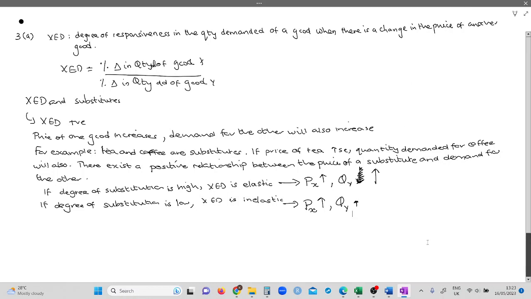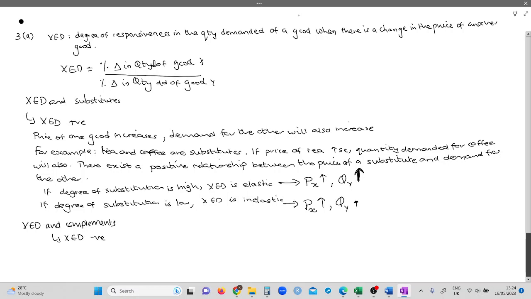Both can increase, showing the direct relationship between the price of one substitute and demand for the other. The only difference is that the one there will be a more than proportionate change, and the other there will be a less than proportionate change. This is for XCD and substitute. Now we look at substitutes and complement. So here the XCD will be negative.